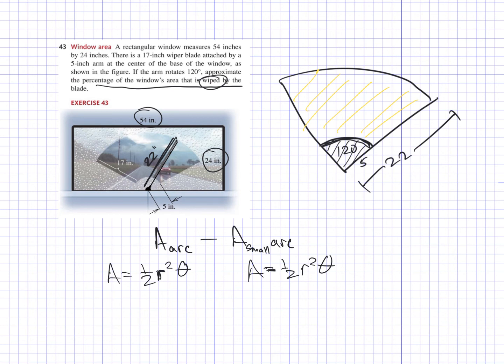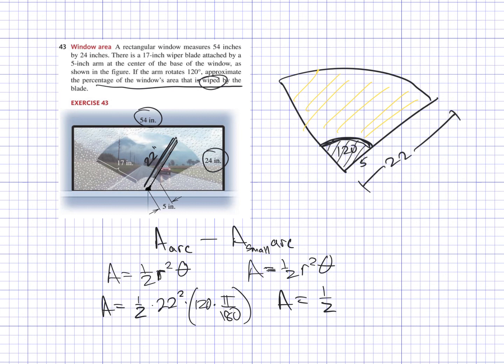Okay, so area of the bigger arc is 1/2. The radius is 22, not 17. And theta has to be in terms of radian measurement, so 120 degrees. Change it to radians, so radians are on top. Okay, so let's take your calculator and figure that out. Before we do that, let's go ahead and set up the other one.